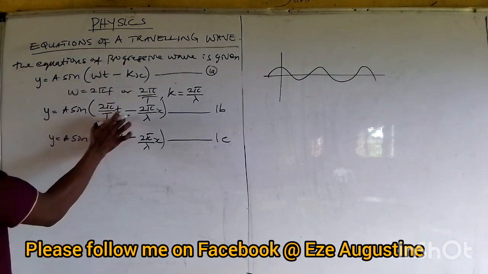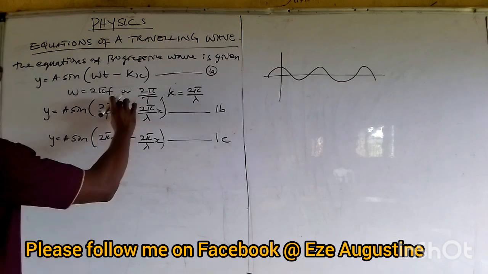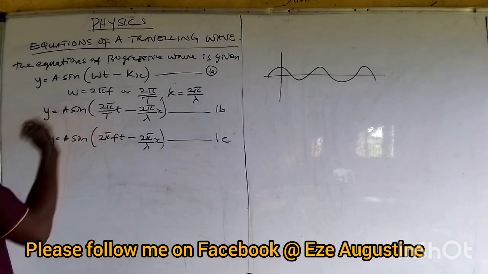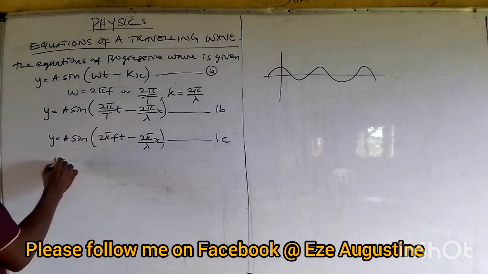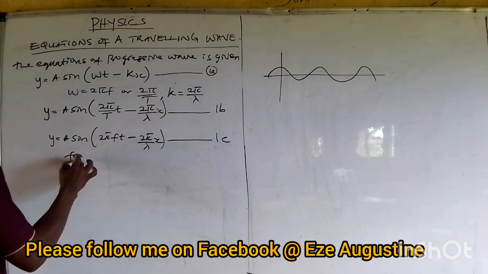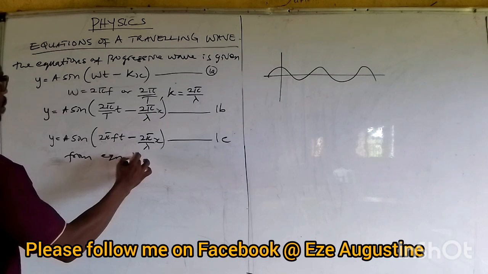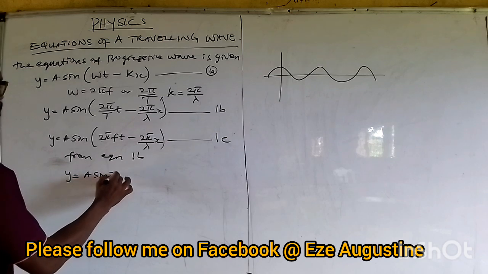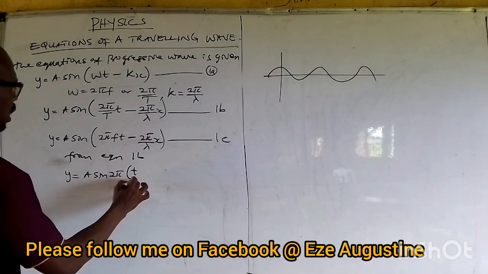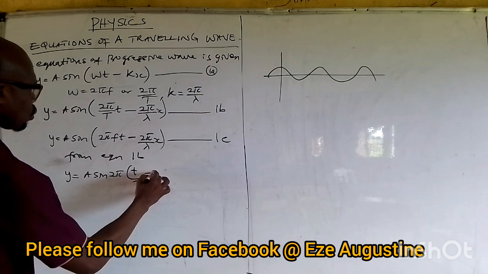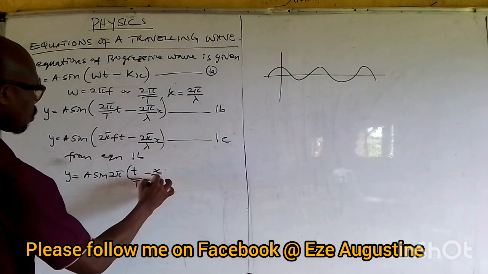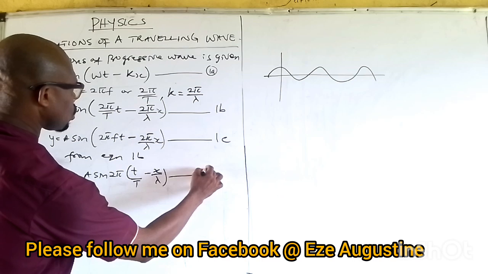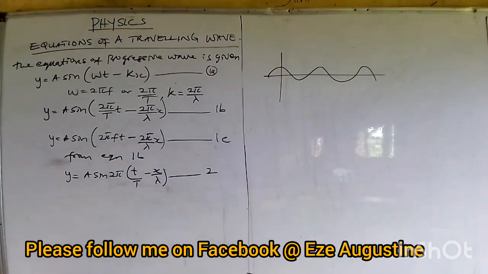Now, taking this as a case study, because 2 pi is constant there, we can bring that 2 pi out because it's common there. So from equation 1b, we have y is equal to a sine, bring 2 pi outside, we'll now have t all over period minus x all over lambda. I can have here as equation 2, because it has taken shape now.